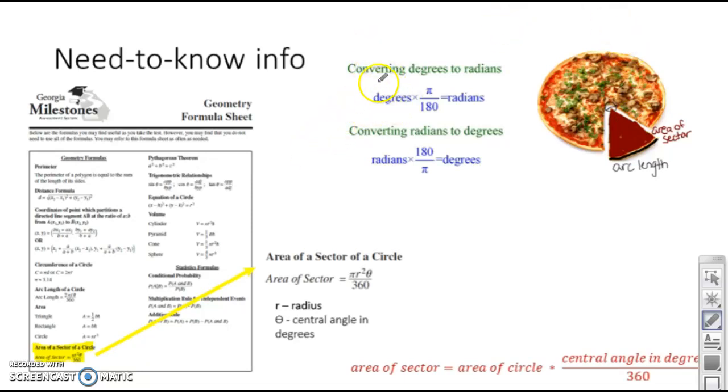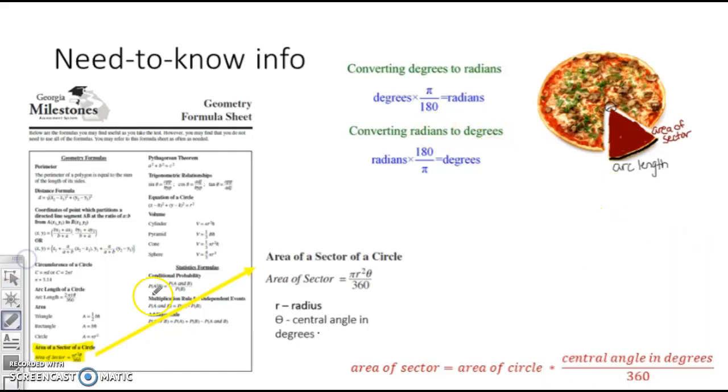Just as a reminder, to convert from degrees to radians, you multiply by pi over 180. And to convert from radians to degrees, you multiply by 180 over pi. Conversion is important because in your formula, theta has to be in degrees. So we need to be really good at converting from radians to degrees.